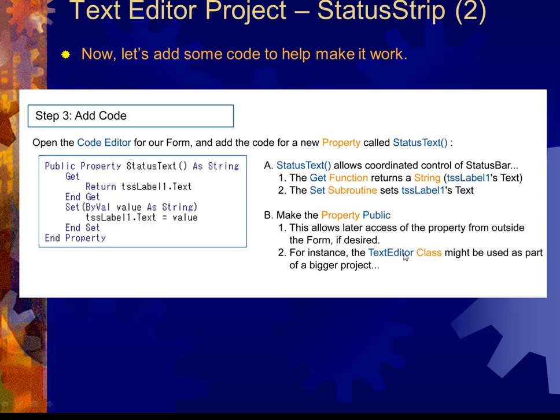Okay? Does everyone get it? What he's saying is, this class or this text editor might be part of a bigger program. So if we make this property public, then from another part of the program, from another class, in other words, we can access this property. If you don't want another part of the program to be able to access this property, then you could make it private. Okay? Is that clear? All right.